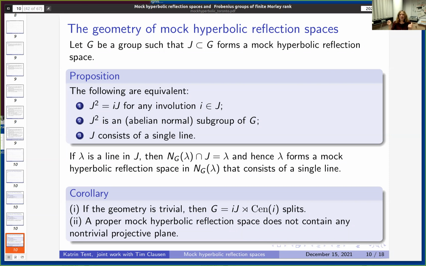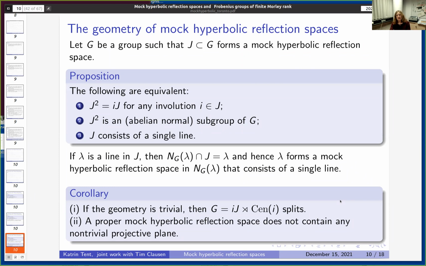So you end up with another translation, again, a product of two involutions, which means that if you have a projective plane where any two lines intersect, you would again have the situation that J squared forms a subgroup, and it would have to be abelian, but it's not, because if you take Ji times Ik, you get Jk, but in the other direction you get something else. So you see that a proper mock hyperbolic reflection space cannot contain a configuration where all the lines intersect.